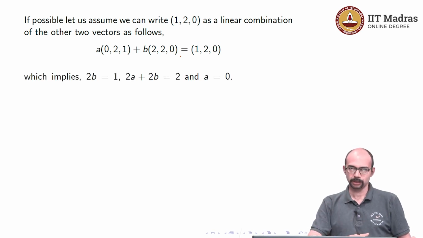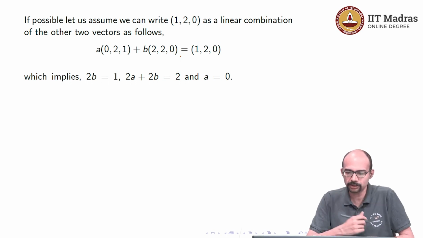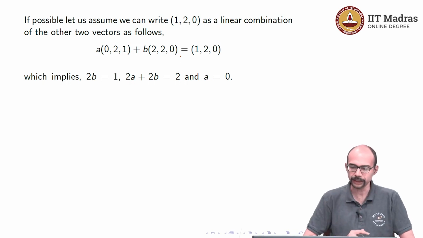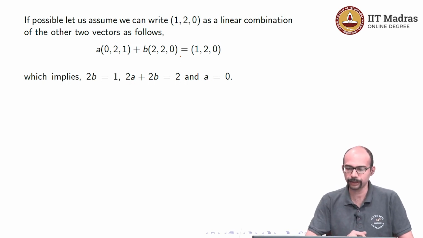Then we can work out the expressions in each coordinate. The expression in the first coordinate is just 2b. The expression in the second coordinate is 2 times a plus 2 times b, and the expression in the third coordinate is just a, and we equate it to the right hand side. So we get 2b is 1, 2a plus 2b is 2, and a is 0. That means b is half and a is 0. That's what we get from the first and third equations.